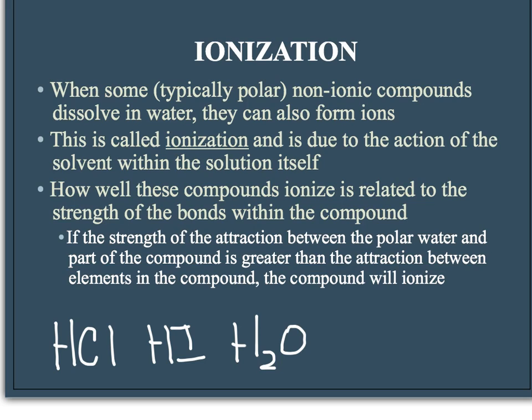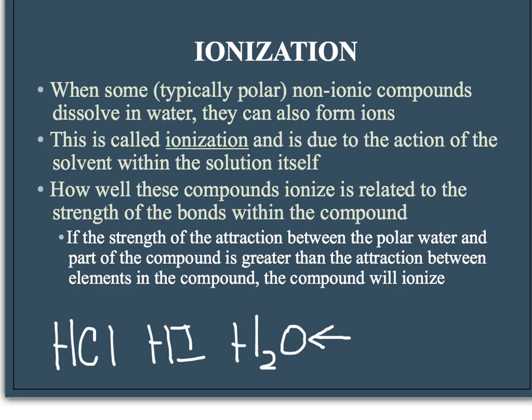Sometimes when we add polar compounds to water, they will form ions in solution, which is an interesting process. It's called ionization, and it means that the solvent, in this case the water, is forcing a change within that neutral compound. It's forcing the compound to break up and form ions where they wouldn't otherwise do so on their own. We can determine which polar compounds are likely to do that by comparing the bond strength of the two compounds, the solute and the solvent.